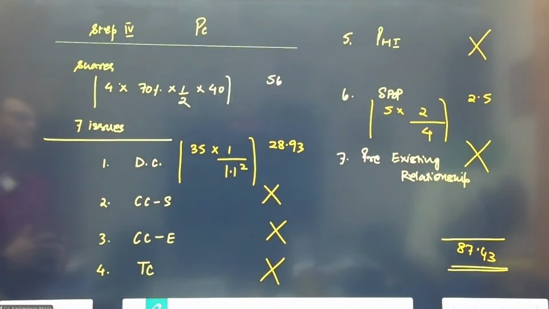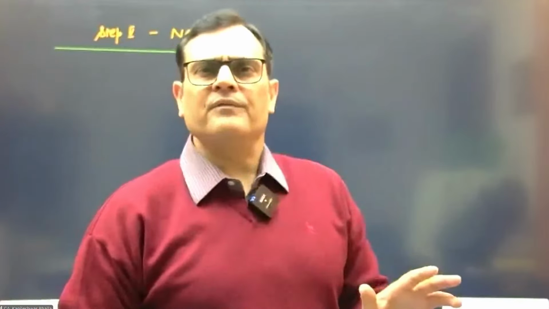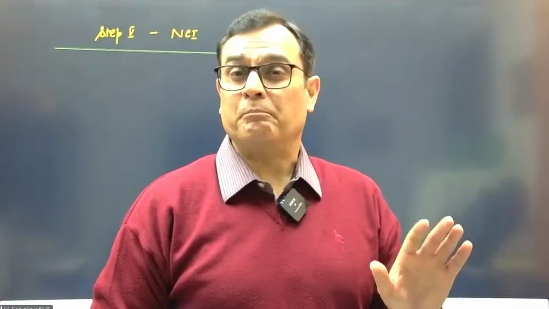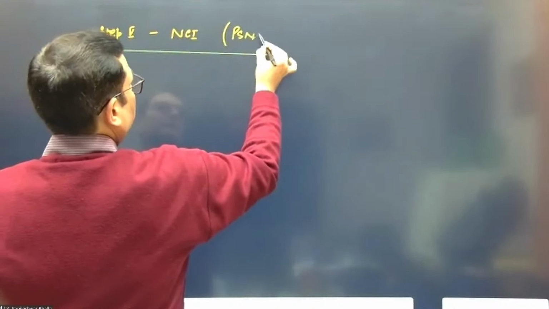Right, so this is done. So that focuses on step number 4. Now we're ready to go to step number 5. Step number 5 is in terms of calculating the NCI. Is it PASNA or is it fair value? I don't think we're given any fair value in the question. So with the absence, it has to be PASNA only. So we'll take the NCI at PASNA.